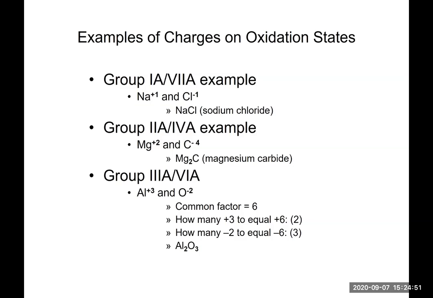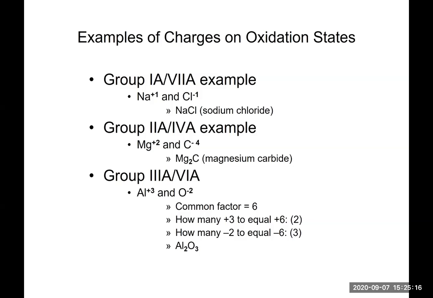So what if we had a reaction between sodium, which is a species in group 1A, and chlorine, which is a species in group 7A? They would form sodium chloride. What about a species in group 2A, like magnesium, and a species in group 4A, like carbon?